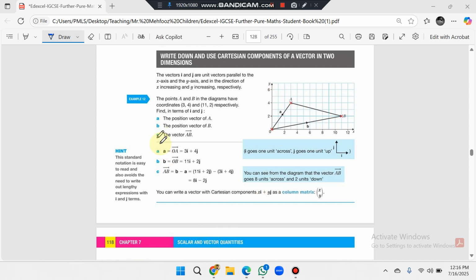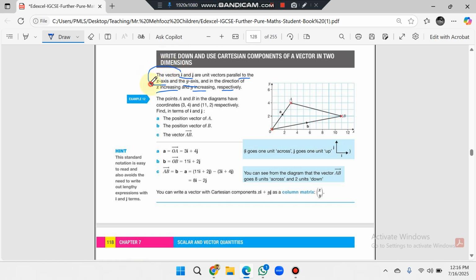Next topic is to write down and use Cartesian components of a vector in two dimensions. Now we use the Cartesian components to represent a vector in two dimensions. You have seen previously that the unit vector in the x direction is i, and the unit vector in the y direction is j. The vectors i and j are unit vectors parallel to the x-axis and y-axis and in the direction of increasing x and increasing y respectively. It means that i is along x increasing and j is along y increasing, right?